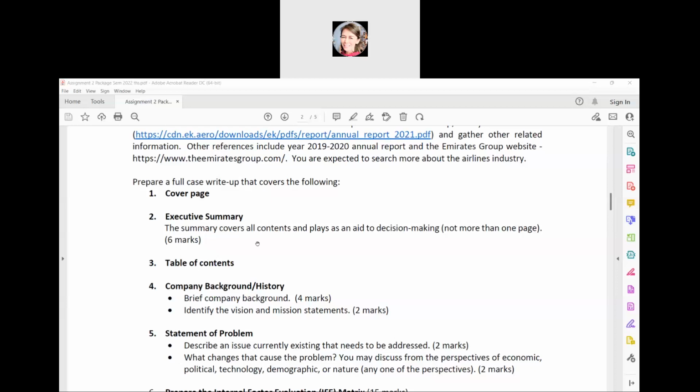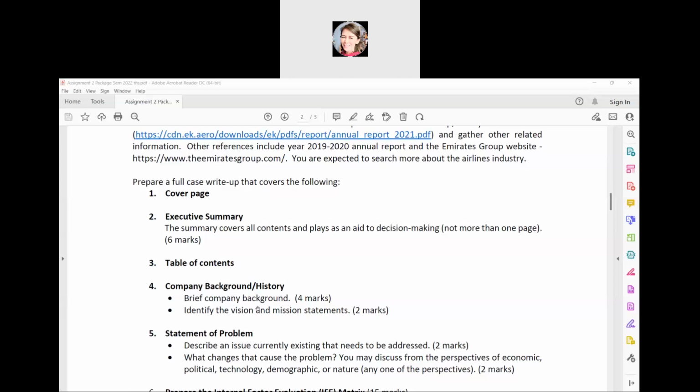So after your executive summary, you would have your table of content. Okay, do not forget your table of content. This is very important. Okay, it guides the readers to read throughout the paper.